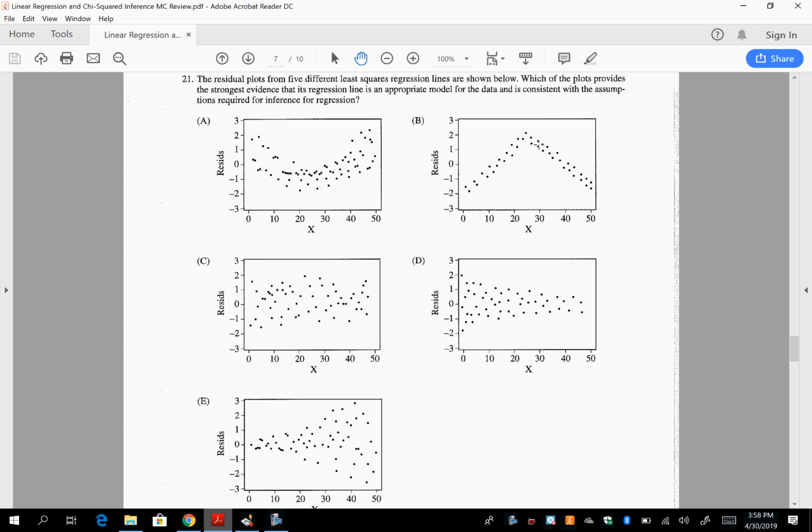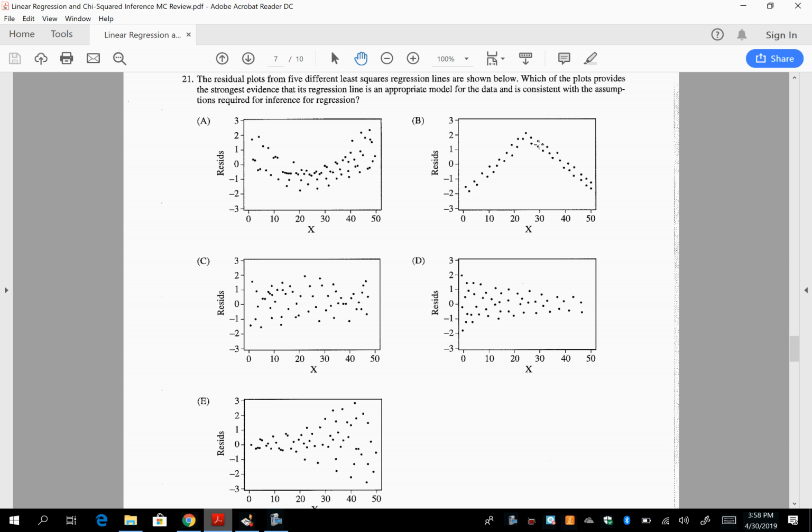Why are E and D not good? I think we all agree why A and B are not good, because you can see a pattern. Do you remember what this is called? When it kind of does that, like in E, it kind of goes shoo. Outline. It's called a fan. That's a fan shape, because it looks like a fan.